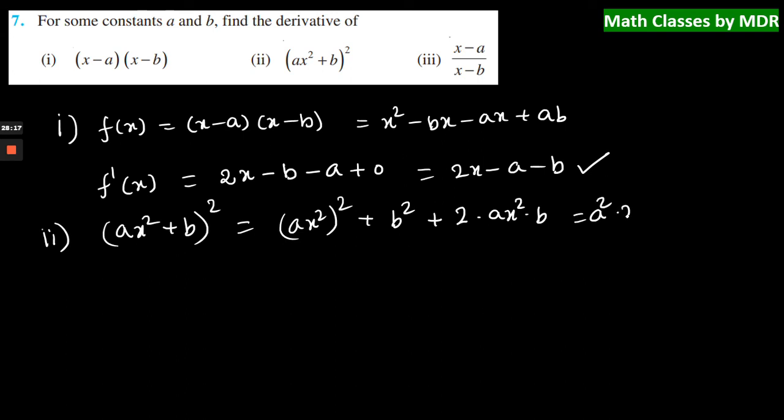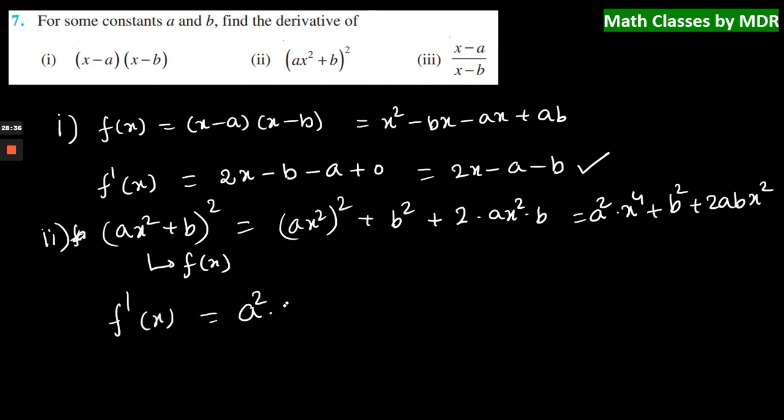A square into x to the power 4 plus b square plus 2ab into x square. Now it is easy to differentiate. So now if we take it as f of x, what is the derivative of f of x? A square into 4 into x to the power 4 minus 1.